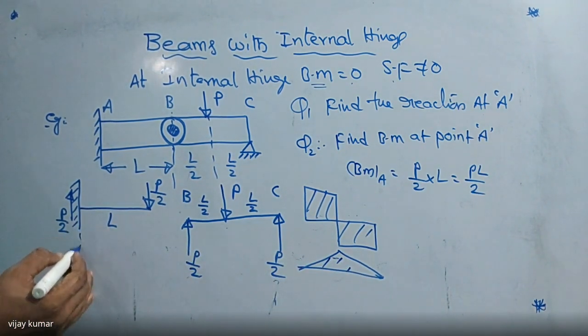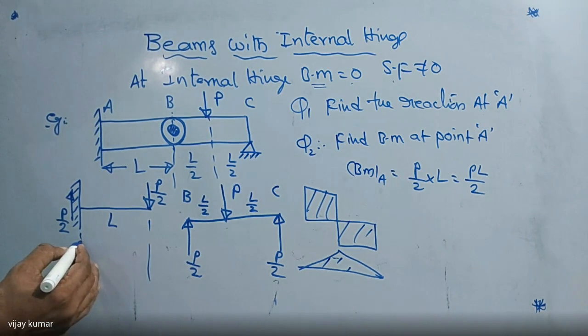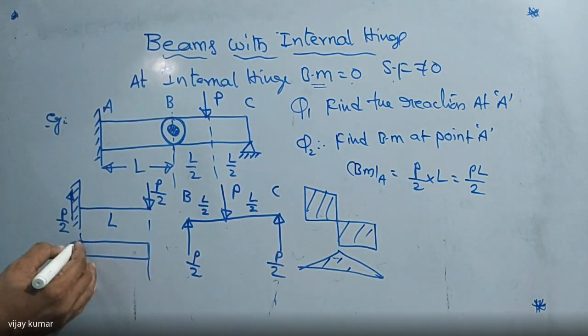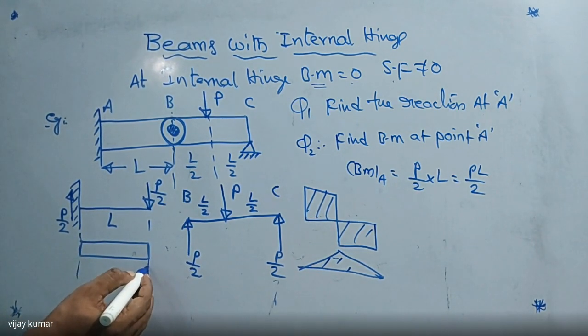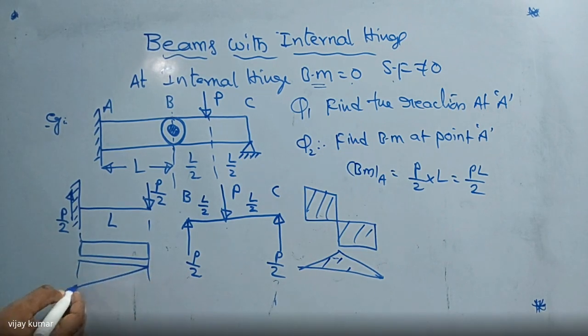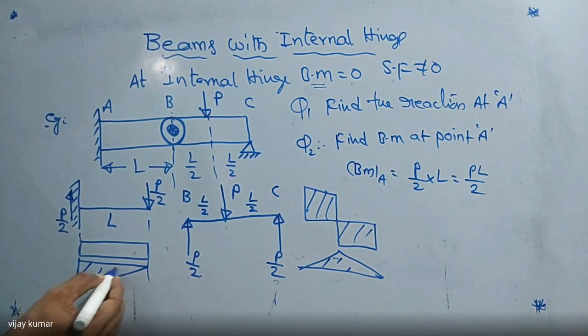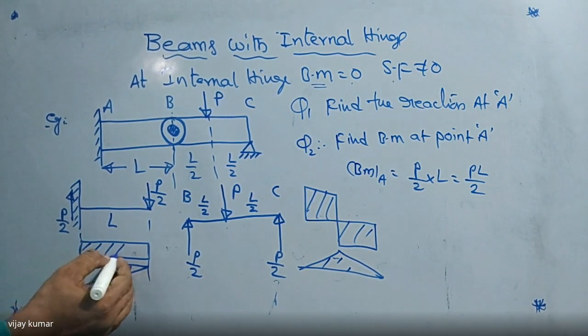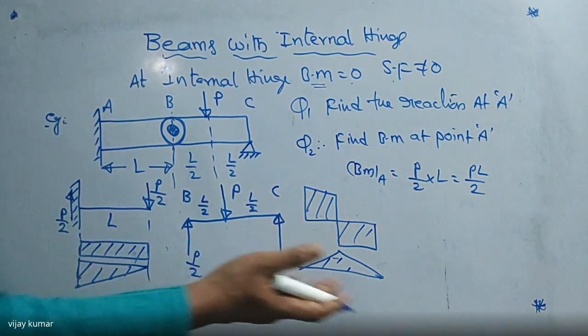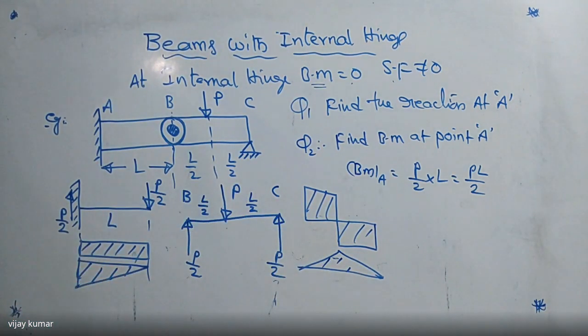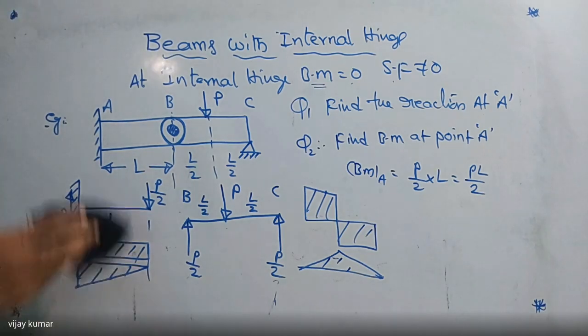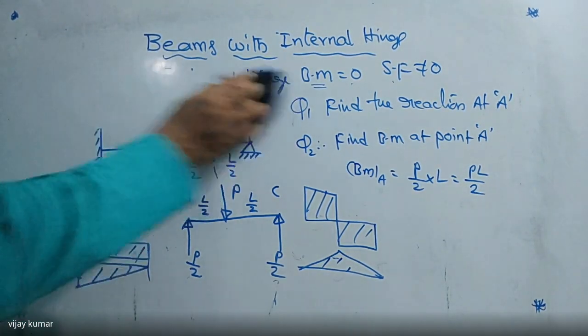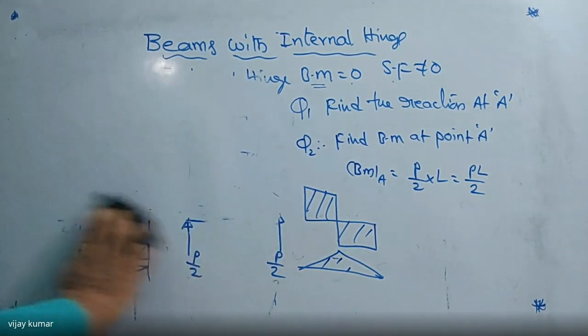For this case, we know that this is the rectangle and this is the triangle. This is the bending moment diagram, and this is the shear force diagram. If you join these two, then we can get the total shear force and bending moment diagram for the beam which has an internal hinge. Now I want to give one more question, which was also given in the GATE examination. Please listen carefully now.